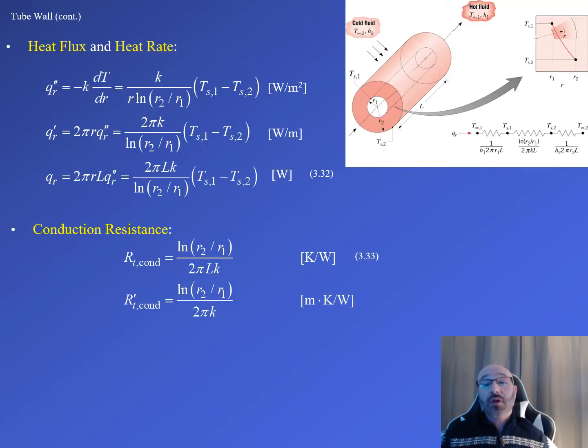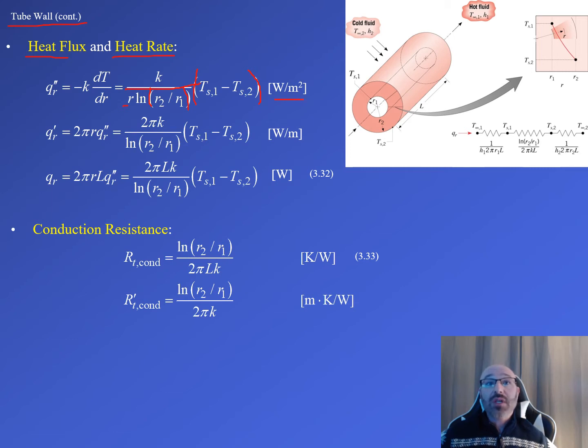So continuing on looking at some of our governing equations related to the tube wall here, we can now take a look at heat flux and our heat rate. So for our heat flux equation, our q_r double prime is equal to that negative K thermal conductivity times that change in temperature dT/dr with respect to that radius, is equal to, now we see here our thermal conductivity divided by that radius, which is from the center moving out of the tube wall, times the natural log of the ratio of our inner and outer radius, r1 over r2. And this is all times the temperature difference between the inside and outside surface temperatures of the tube. And we pay attention, we're in units of watts per meter squared.